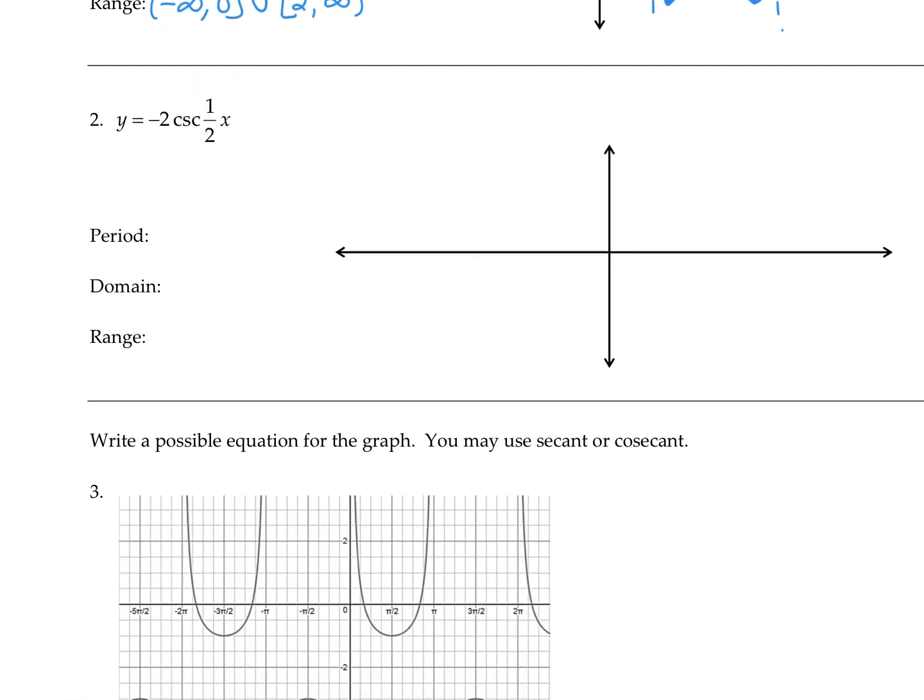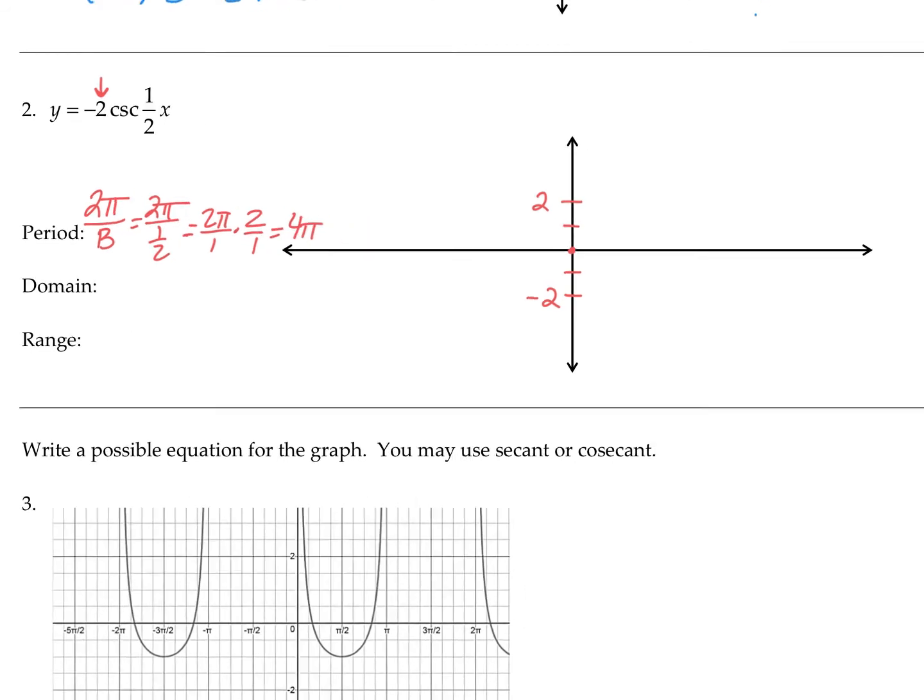All right, let's do the same thing with this graph. So I have an amplitude of 2. I don't have any up or down shift. So if I'm labeling my y-axis, it'll look like this. My b value is a half. So remember when we're finding the period, we do 2 pi divided by b. So 2 pi divided by a half is the same as 2 pi times 2 over 1. So my period is going to be 4 pi.